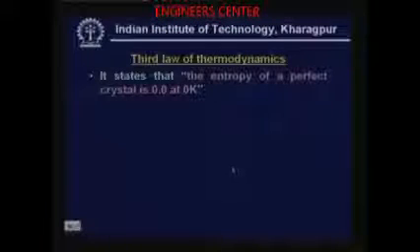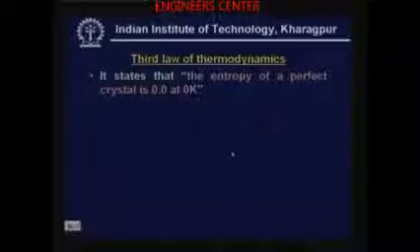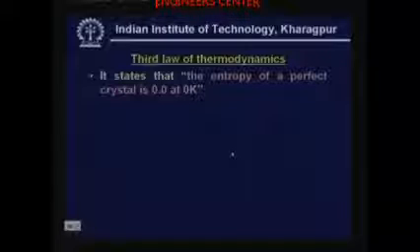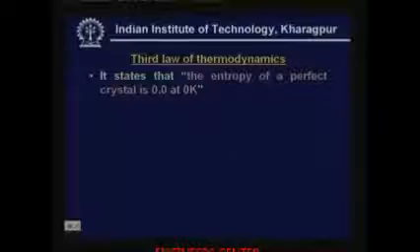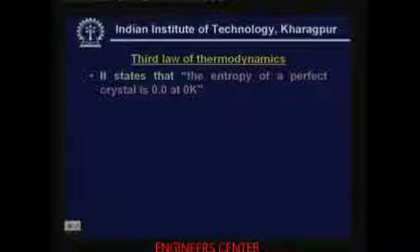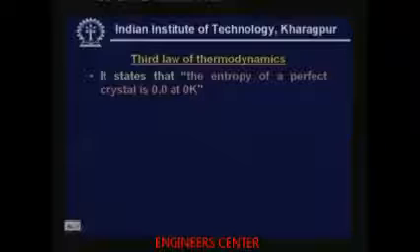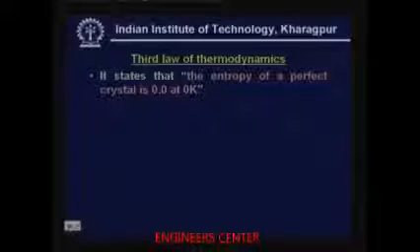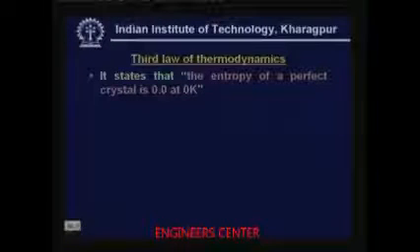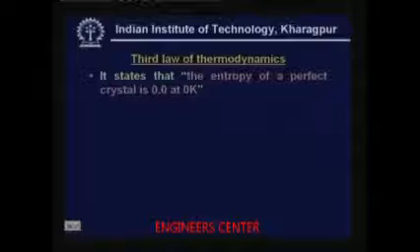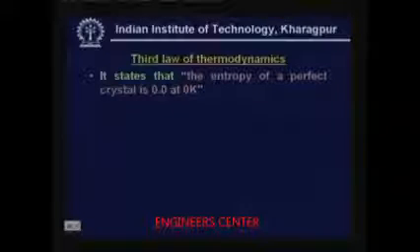Now, let me quickly define the third law of thermodynamics. The third law of thermodynamics states that the entropy of a perfect crystal is 0 at 0 degree Kelvin. That means, at absolute 0 temperature, a perfect crystal will have zero entropy. This actually brings out another aspect of the second law of thermodynamics, namely that of order and disorder.